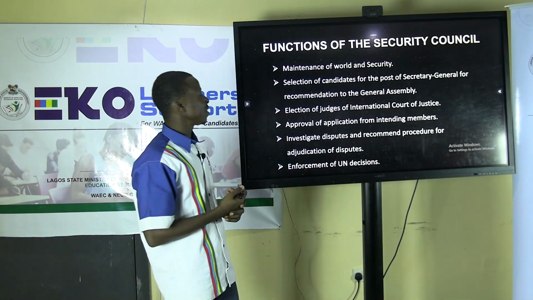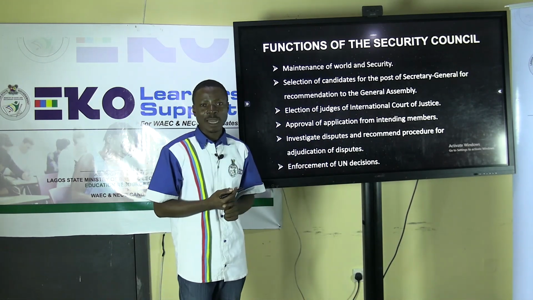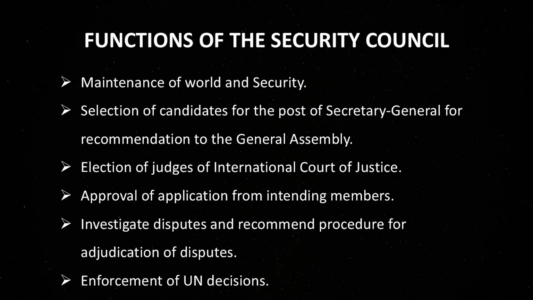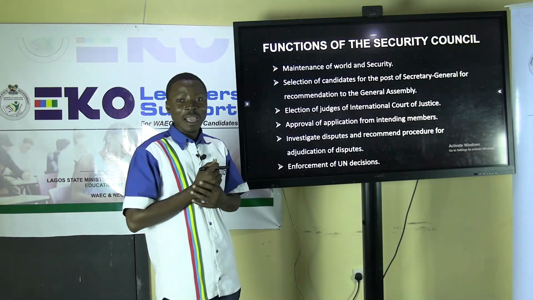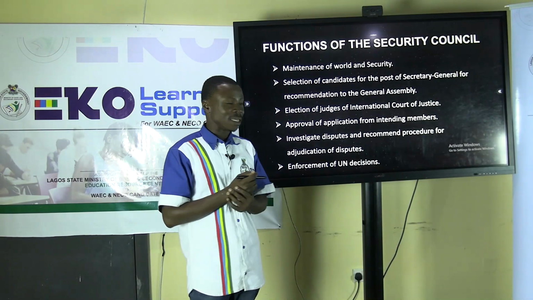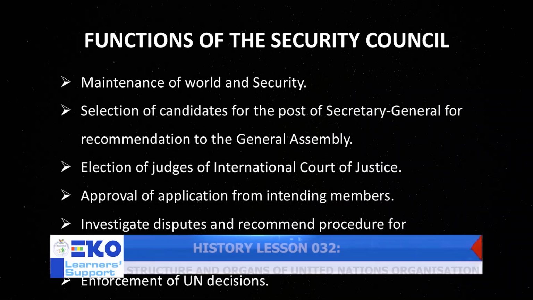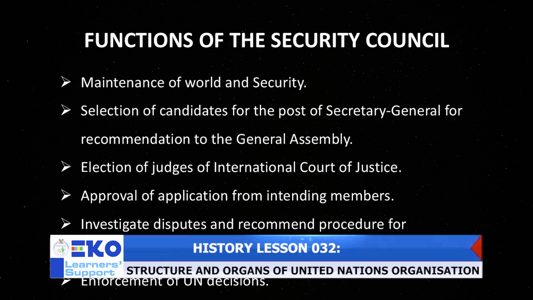Now, we'll be looking at the functions of the Security Council. The first function of the Security Council is maintenance of world peace and security, which is its primary objective and the major aim and objective of the United Nations organization. The selection of candidates for the post of the Secretary General for recommendation to the General Assembly.